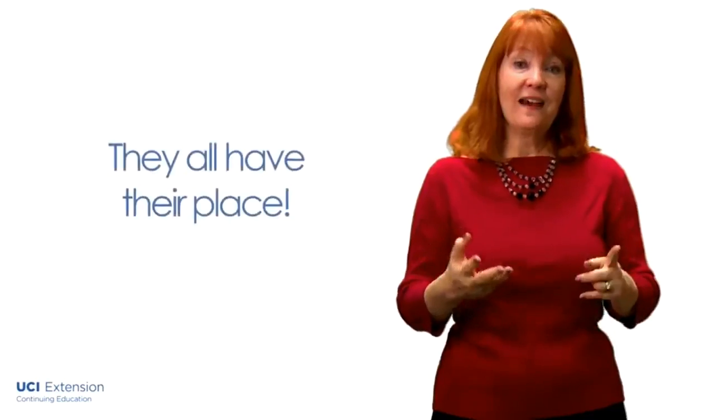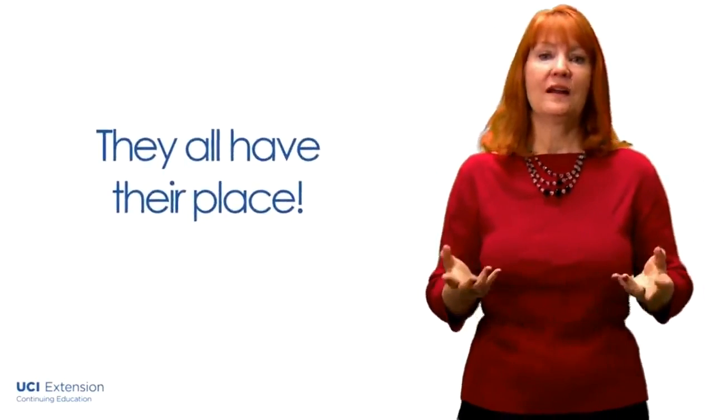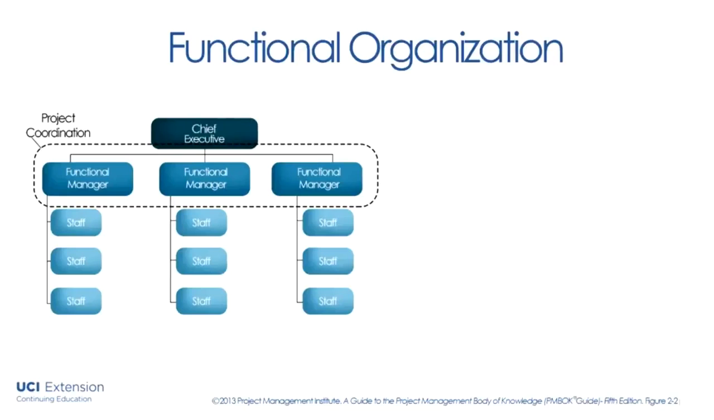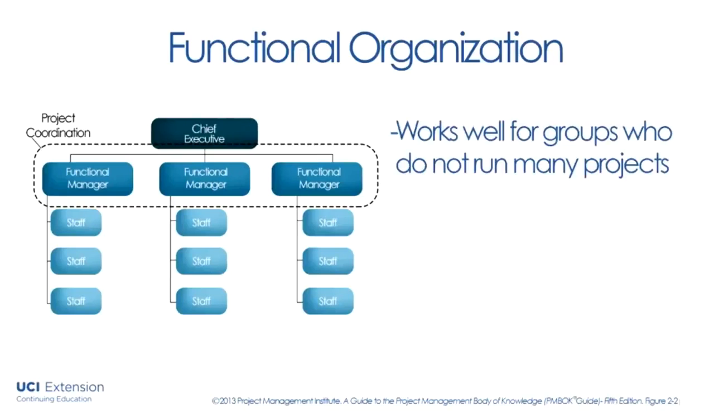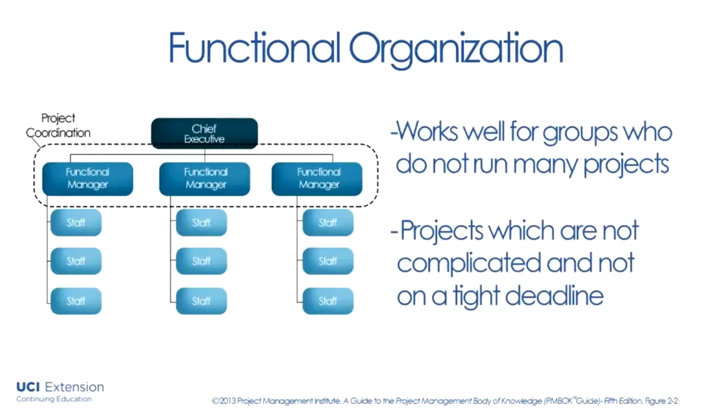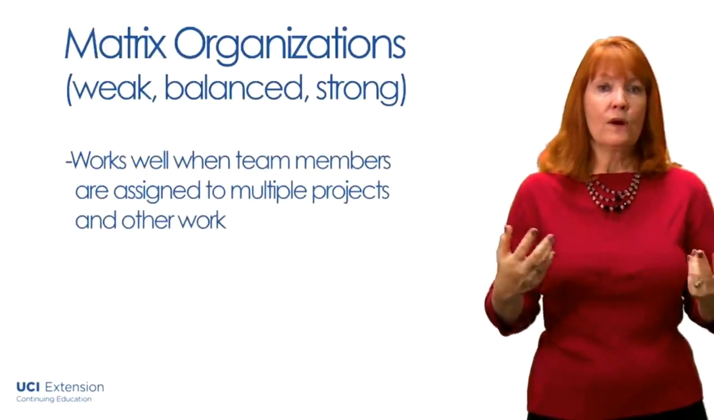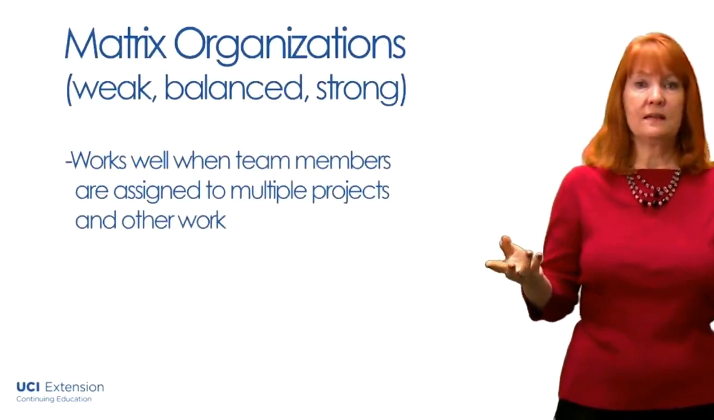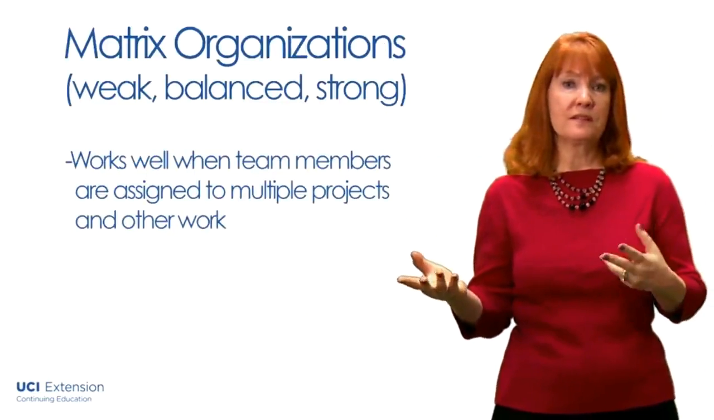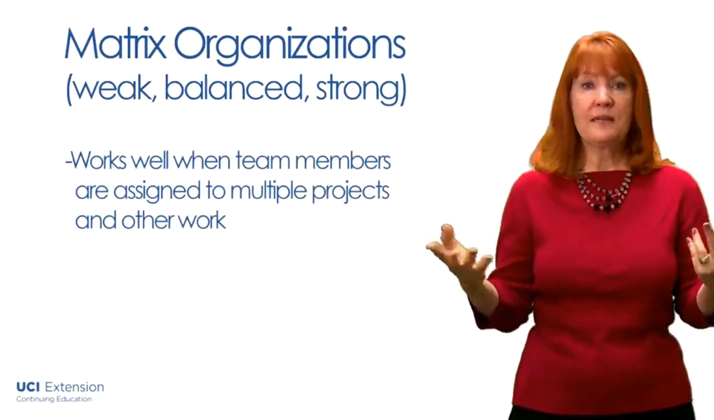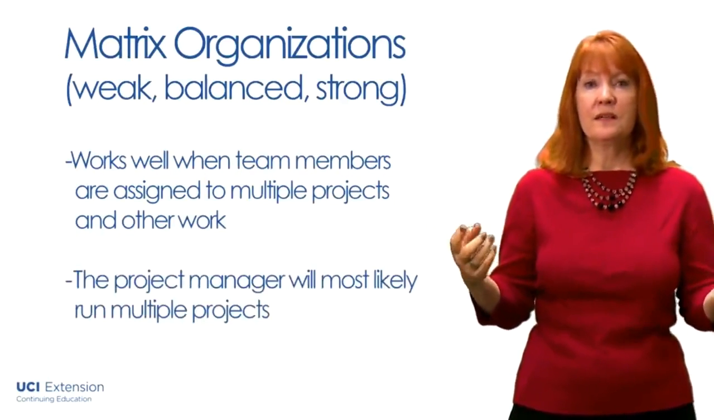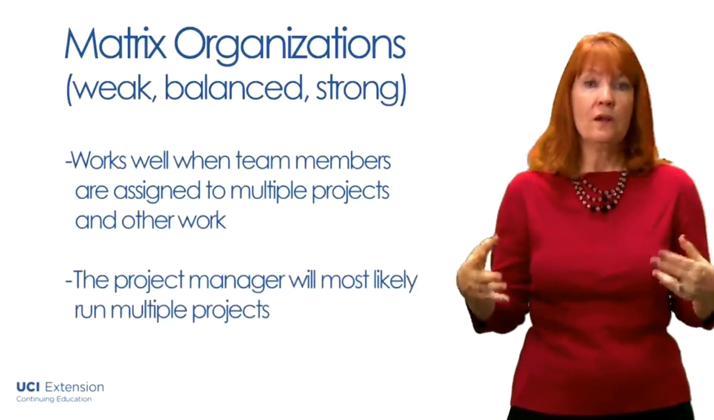So which one of these is the best organization? Now that's a trick question. They all have their place. For example, the functional organization works very well for groups who do not run very many projects, or for projects which are not complicated and not on a tight deadline. The matrix organizations work well when team members are going to be assigned to a combination of multiple projects and also other work. And in a matrix, team members could be assigned to quite a few projects. In a matrix situation, you as the project manager, most likely you're running multiple projects.